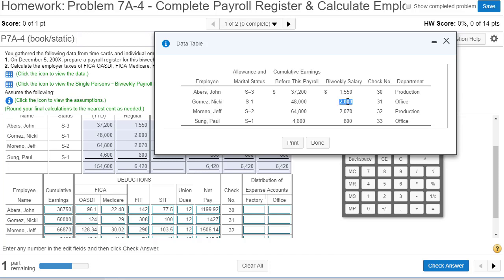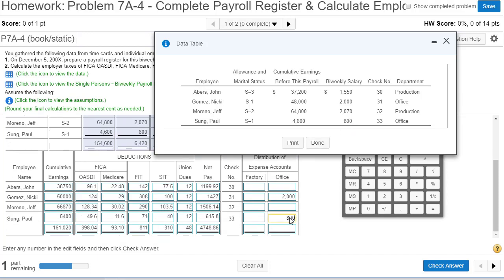So we got 2,000. Nikki, we're going to take her gross and put it under the office. She's an office worker, apparently. We've got Paul. His whopping $800 also goes towards the office budget. So that's $2,800. And that means the production people must be the same as this factory. So John works in the factory. Put his gross in the column. Same with Jeff. And then we're going to add up 1550 plus 2070 gives us 3620.